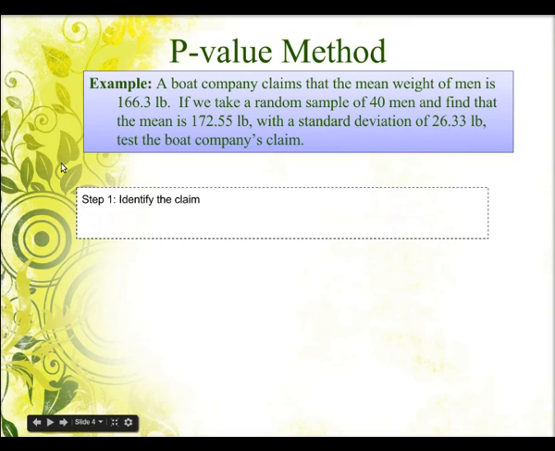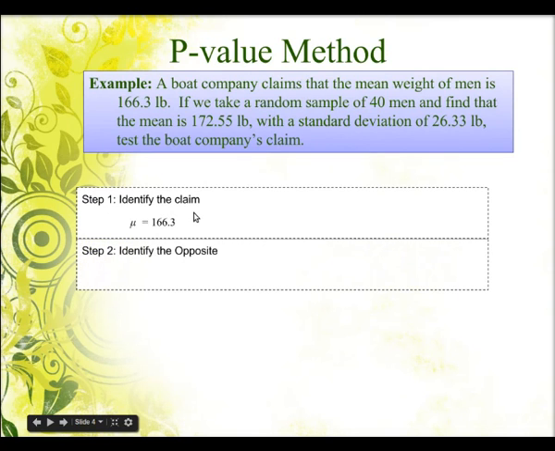So first of all, just like with testing a claim about a proportion, we'll identify the claim. But of course, this time we're not testing a proportion, we're testing a claim about a mean. So the claim was that the mean weight of men is 166.3 pounds. So that is, mu equals 166.3. And the opposite then is not equals, so the mean does not equal 166.3.